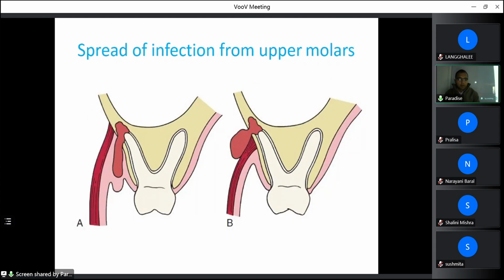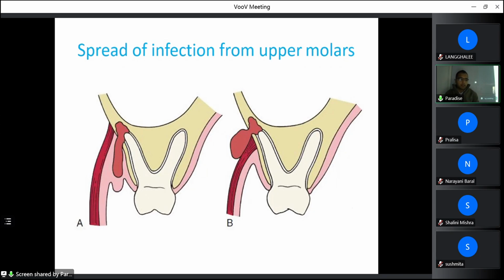Spread of infection from upper molars. Another thing, you have to see the muscle attachment as well. Let's say there is infection at the distobuccal root of the maxillary first molar. Whenever there is infection of the periapical region of the buccal root of the molar, the infection again travels through the path of least resistance.